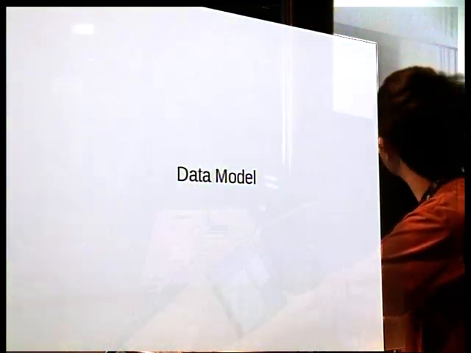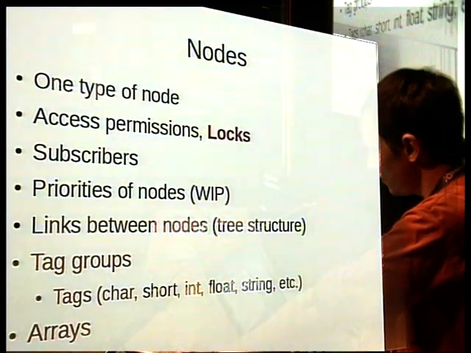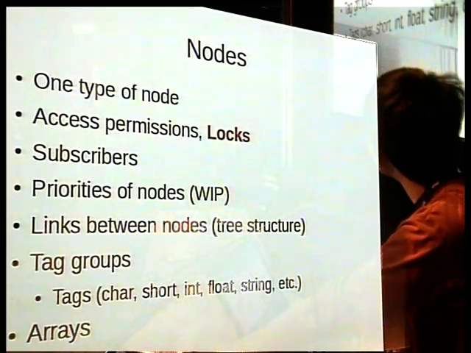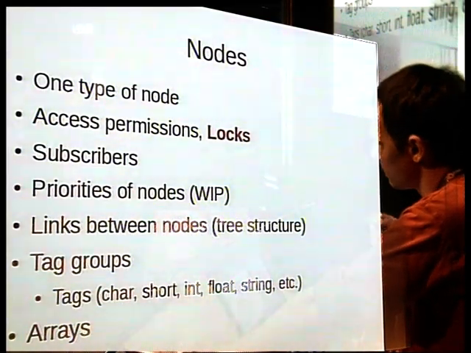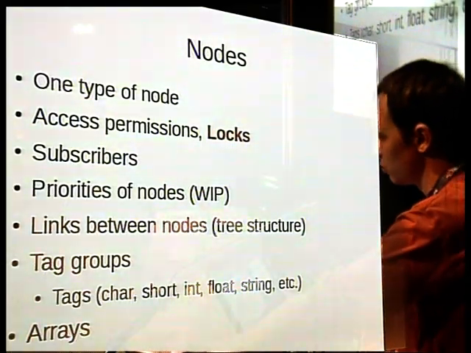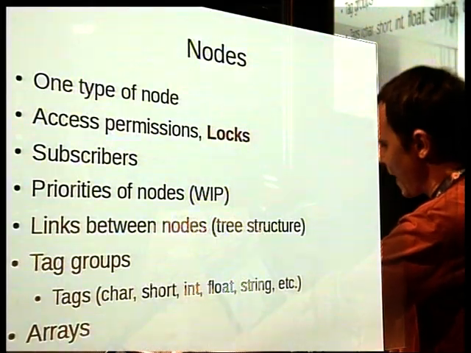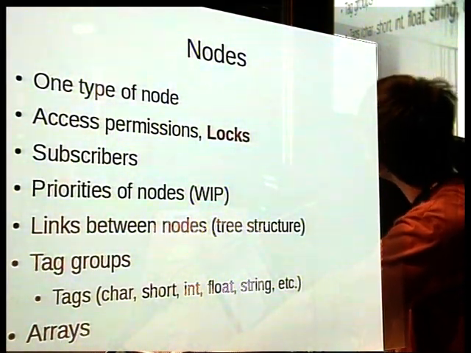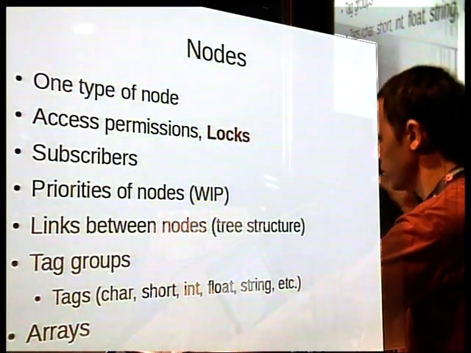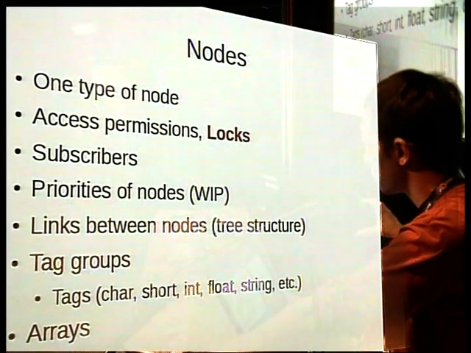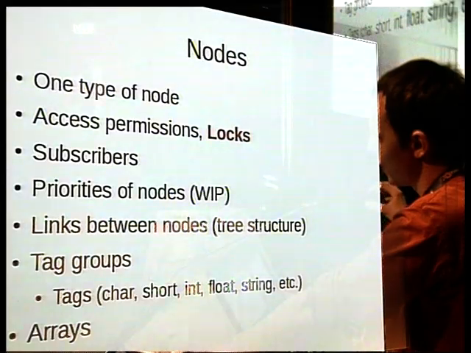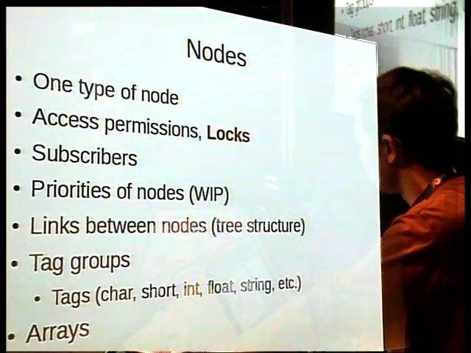What about the data model? The new VERSE protocol uses nodes like the old VERSE protocol, but all nodes are at the same time of the same type. What is also new is access permission. You can set whether other users can subscribe or not subscribe to some node, whether they can send data to nodes, and you can also use locks.